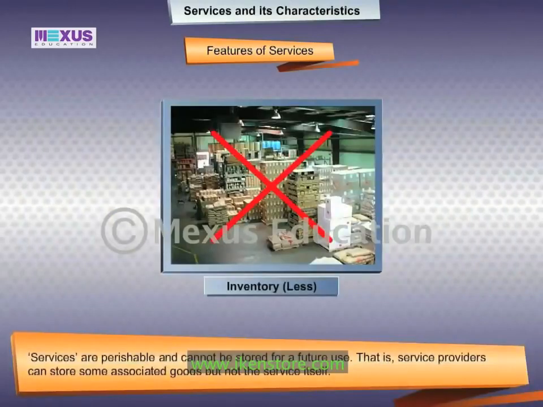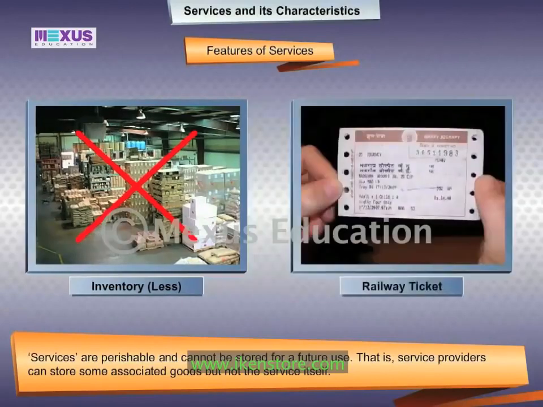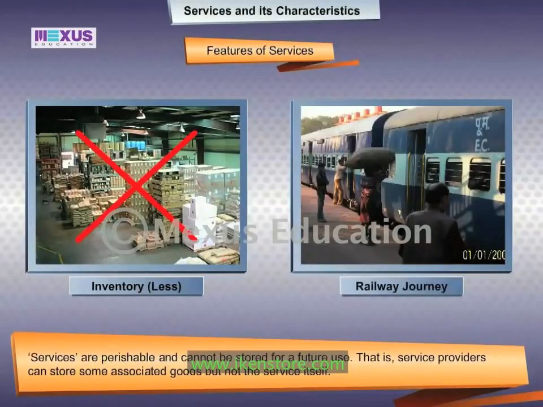Inventory-less. Services are perishable and cannot be stored for future use. That is, service providers can store some associated goods, but not the service itself. For example, a railway ticket can be stored, but the railway journey will be experienced only when the railway provides it.